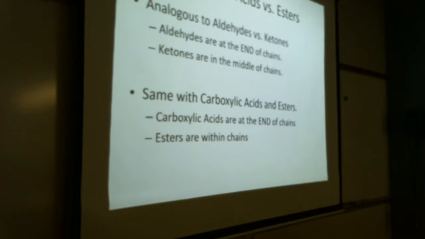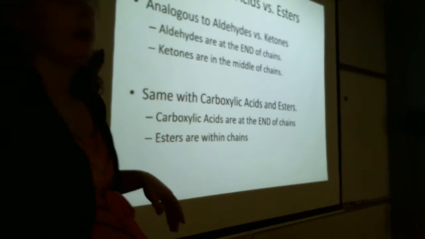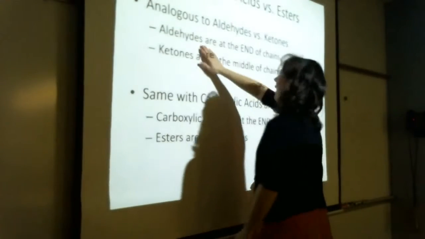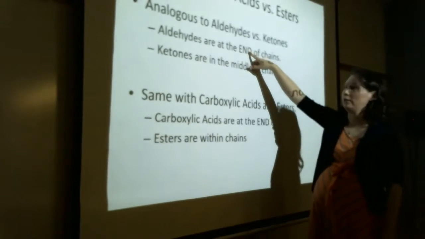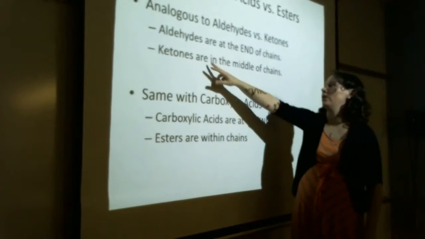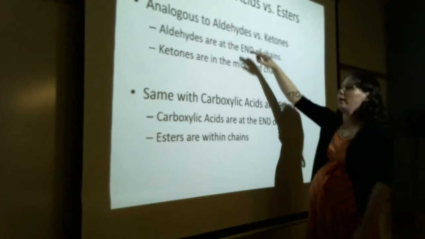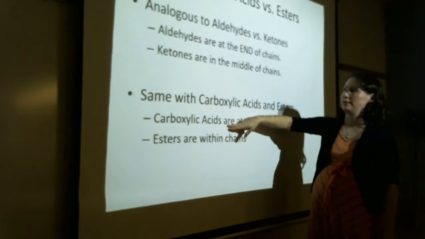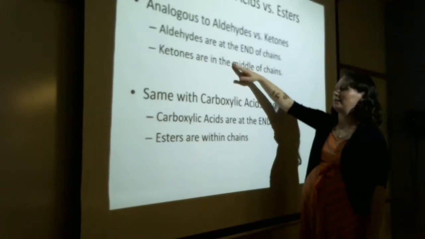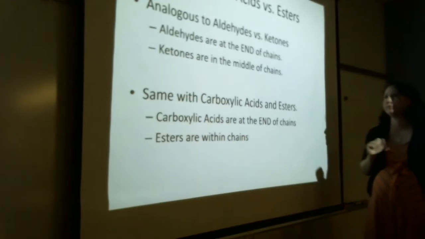So when we talk about carboxylic acids and esters, they're analogous to aldehydes and ketones in the sense of, remember, aldehydes were at the end of the chain, right? Well, a carboxylic acid is also at the end. And a ketone is in the middle, right? Well, an ester is in the middle, right? So aldehydes are carboxylic acid analogs, and ketones are ester analogs, right, in terms of where they're located.